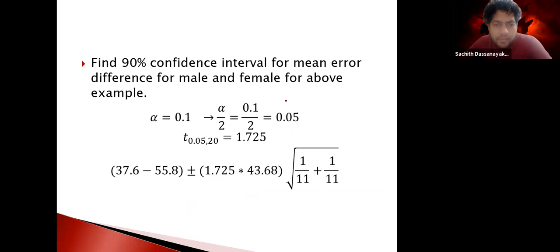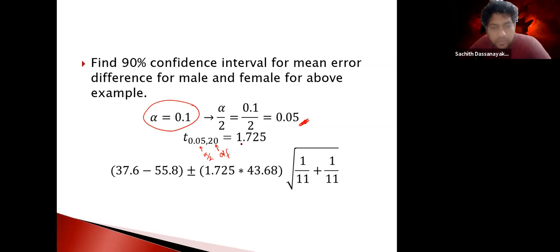We have another part for this one. Let's find the confidence interval, based on the previous question. So alpha 0.1, you find alpha over 2, which is 0.05. Go to the t table and find t 0.05 comma 20, where 20 is the degree of freedom. This is your alpha over 2. For alpha 0.05 and degree of freedom 20, the t value is 1.725.